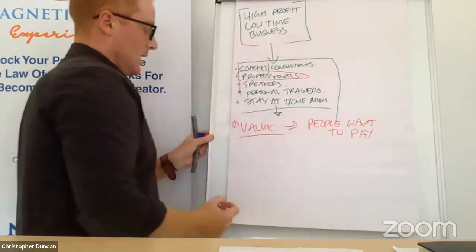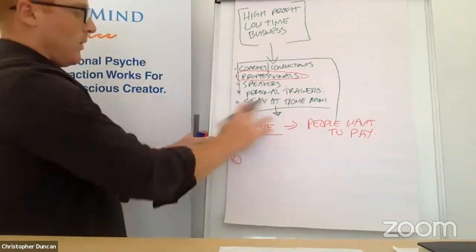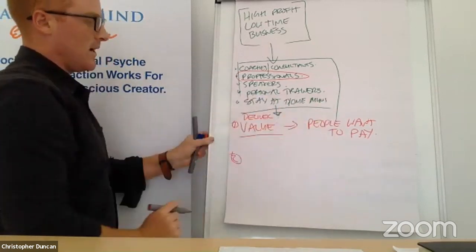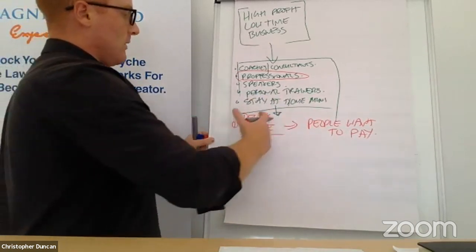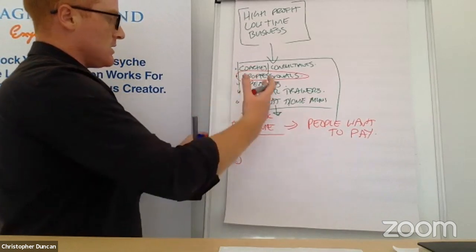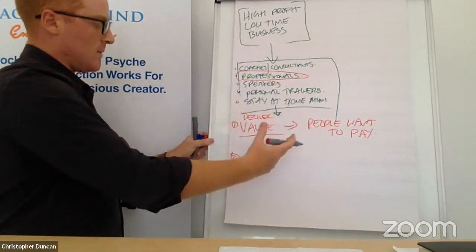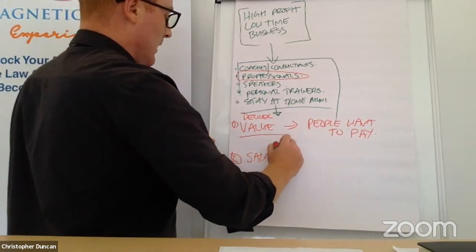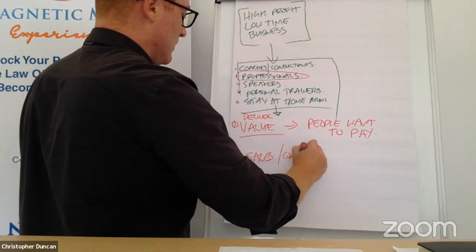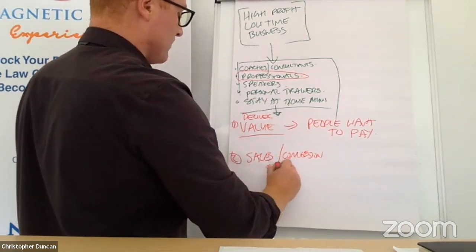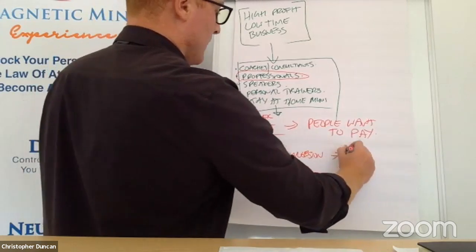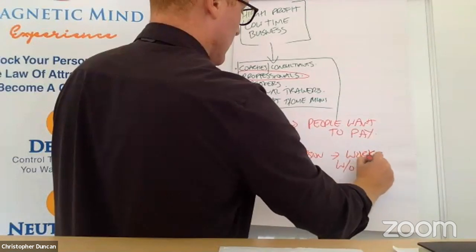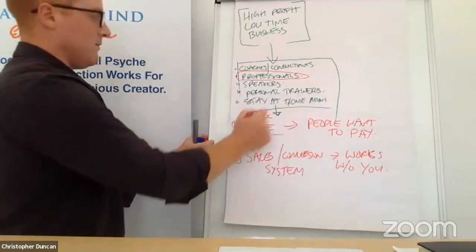Okay? And then I'd say, all right, well, once you've found a way to deliver value in a way that people want to pay, okay, well, the next thing that you've got to do is you must create a sales and conversion system. And then I'll say that works without you. Okay, so now you've delivered value and people want to pay.